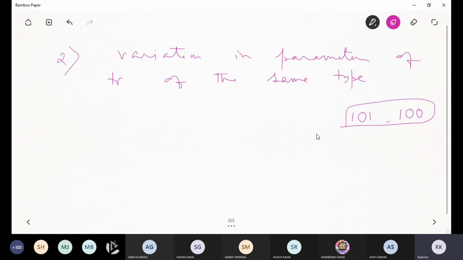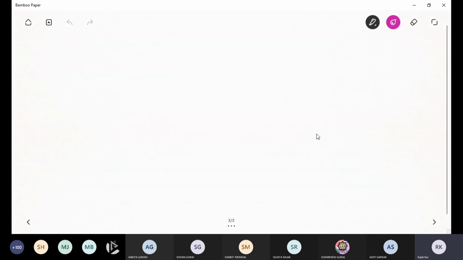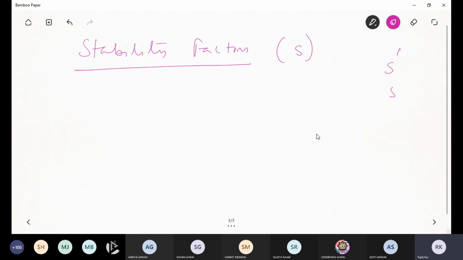So these are the main reasons why Q point gets shifted. And the performance will be defined by a metric called stability factor. There are three types of stability factors. One is S, then we'll discuss S dash, then we'll discuss S double dash.